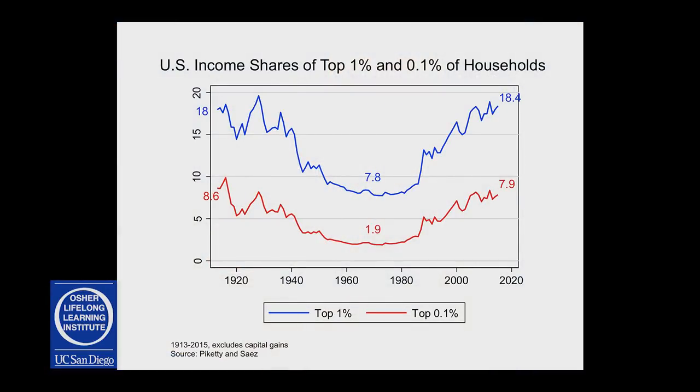But then something happened beginning in the late 70s, early 80s, and income inequality started going back up again. And it kept going back up so that by some measures, this is the Piketty-Saez measure, we're now at the same inequality level in terms of the top 1% that we were back in 1913. That top 1% is earning 18% of all income in the US. The red line shows the top 1 in 1,000. So we're back up very close to the inequality level by that measure as well. The top 1 in 1,000 household in the US earns 8% of all income in the US.